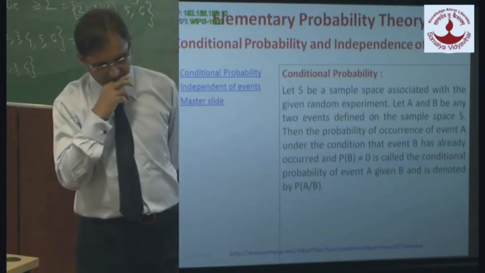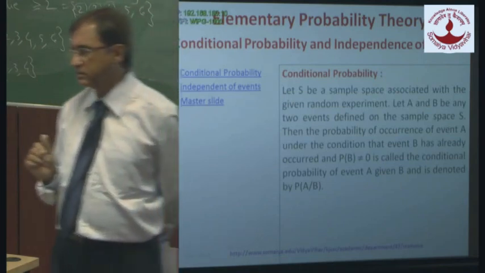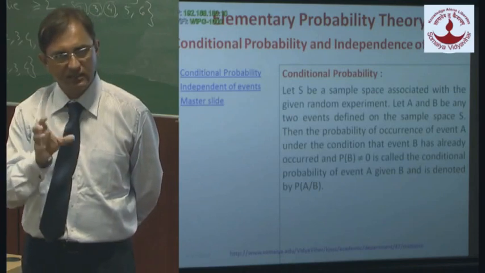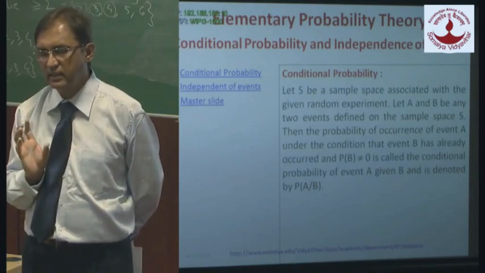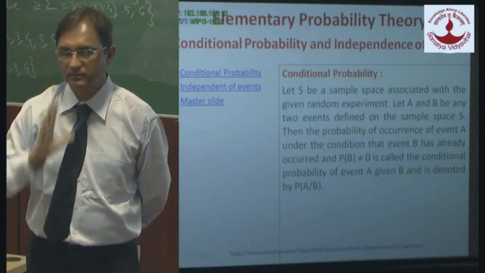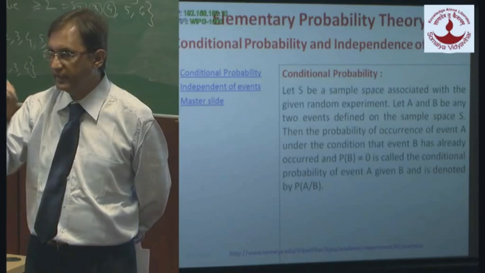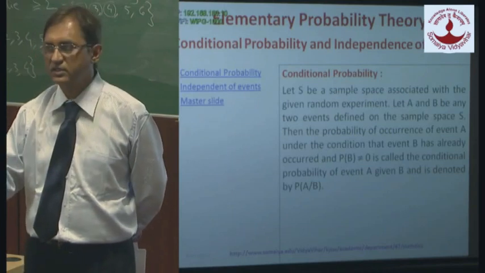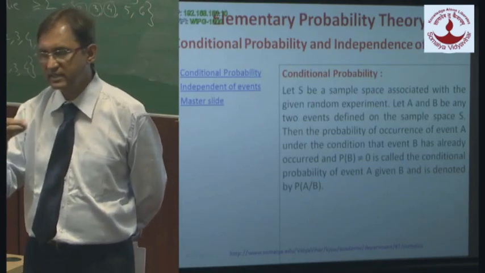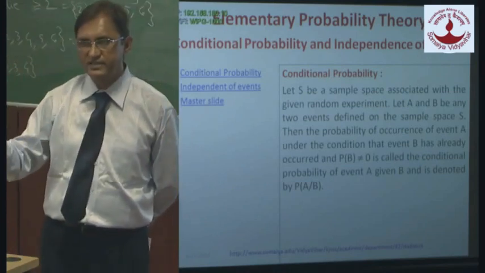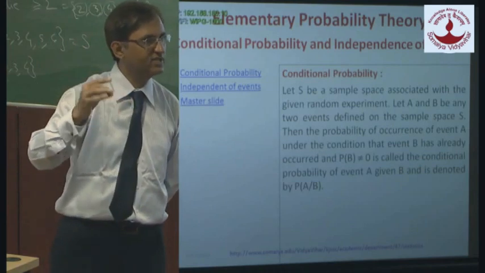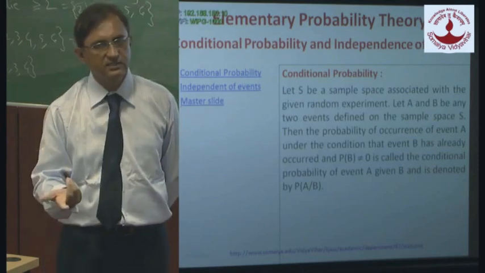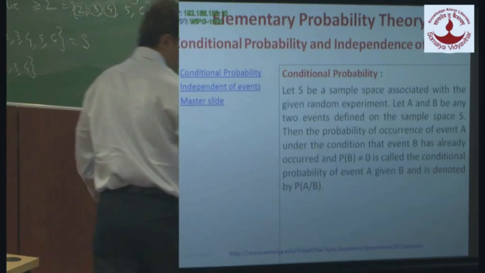For example, consider a pack of 52 cards. One card is drawn at random, and you are given that it is a heart card, and we want to find the probability that it is a face card. So we are finding the probability of a face card under the condition that a heart card is drawn. Such probabilities are called conditional probability. I hope you know the face cards: king, queen, and jack. They are known as face cards. So we are finding the probability of getting a face card under the condition that it is a heart card.